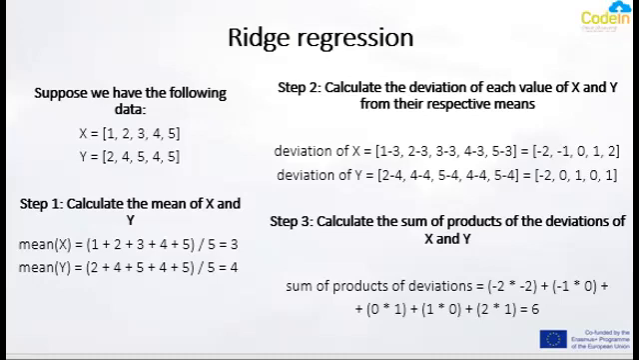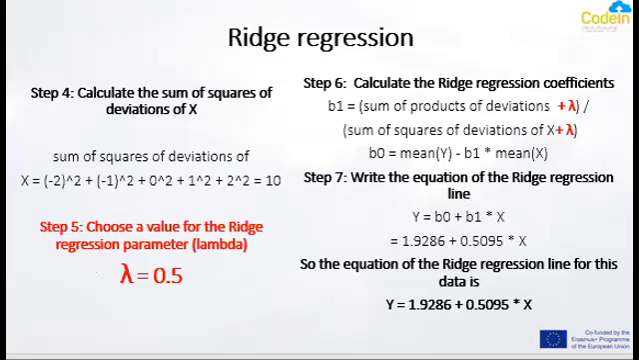Steps 1 to 4 of ridge regression involve the same calculations as in linear regression. Specifically, in both linear regression and ridge regression, we calculate the mean of x and y, and then calculate the deviation of each value of x and y from their respective means. In ridge regression, we then use these deviations to calculate the sum of products of the deviations of x and y, which is a measure of the direction of the relationship between x and y.